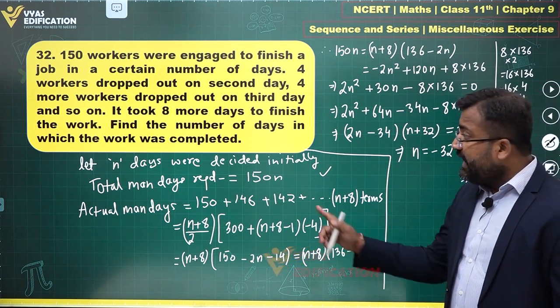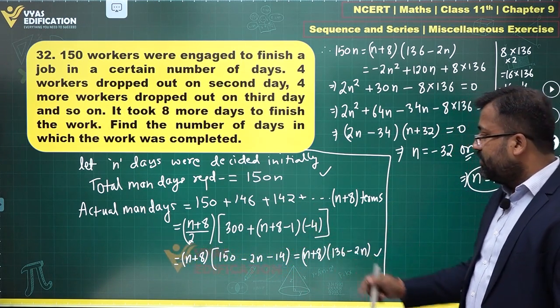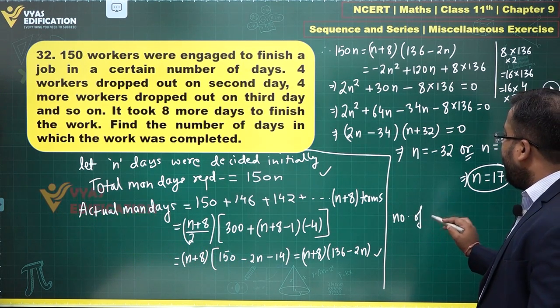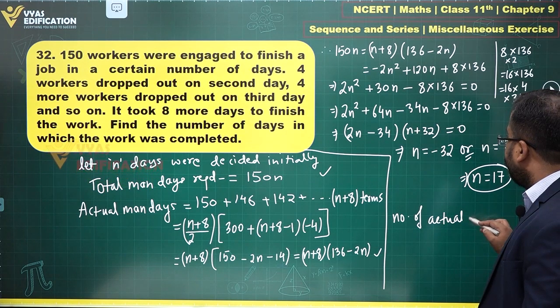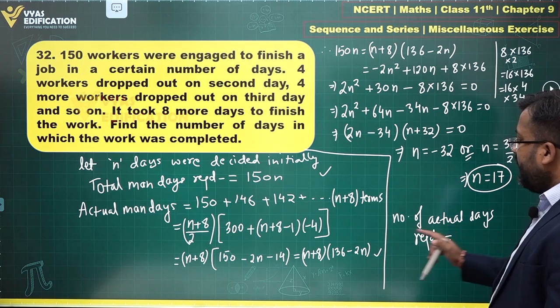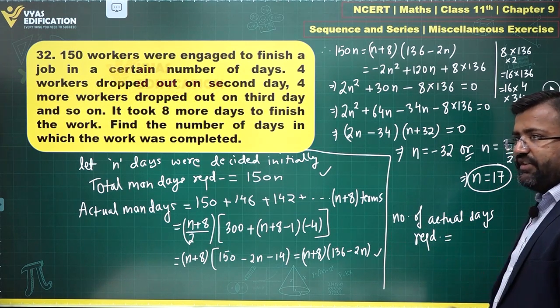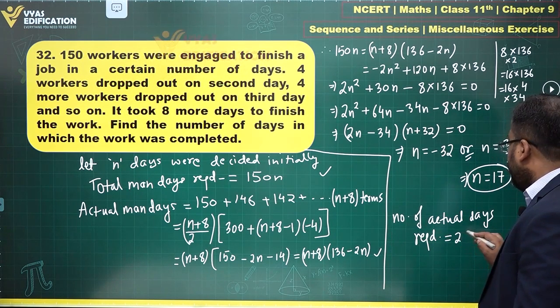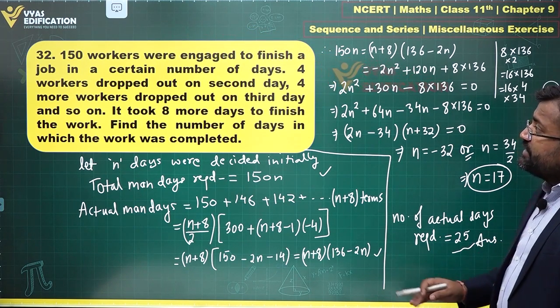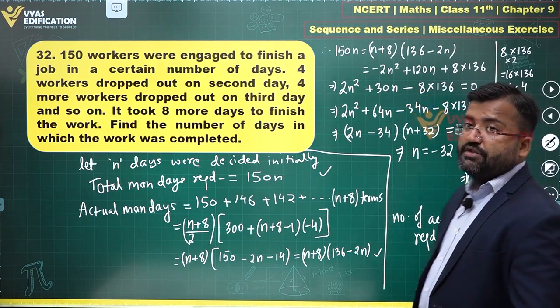Now the answer is not n. How many days actually took to complete this work? So the number of actual days required is equal to n plus 8, which is 17 plus 8, which is 25. That's my answer for this question, as you can see over here with this calculation.